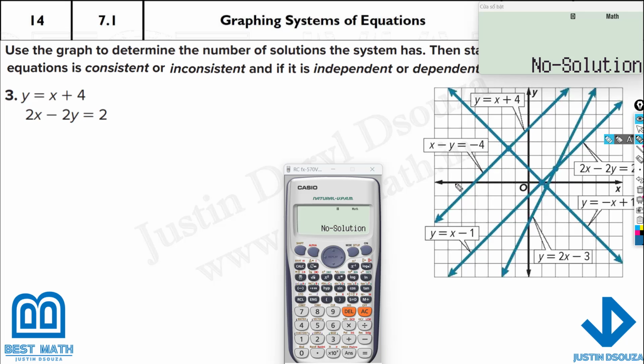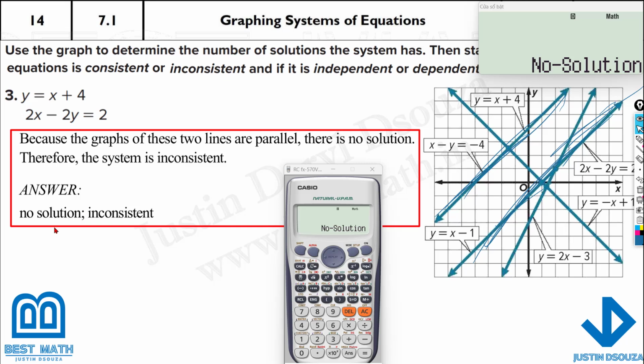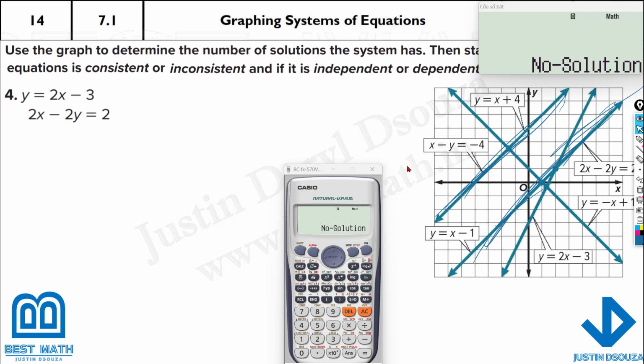Let's check them out. The first equation, the line is this one. Where's the other line? This one. Can you see? Yes, they are parallel to each other. They're having the same slope but different y-intercepts. That means they'll never touch each other. Therefore, it's no solutions. So okay, now if it's no solution, it's inconsistent. It cannot be consistent.